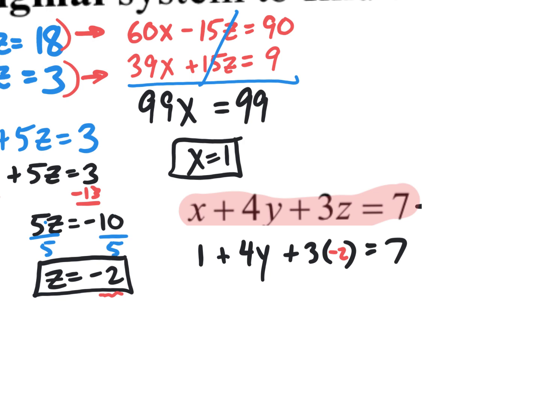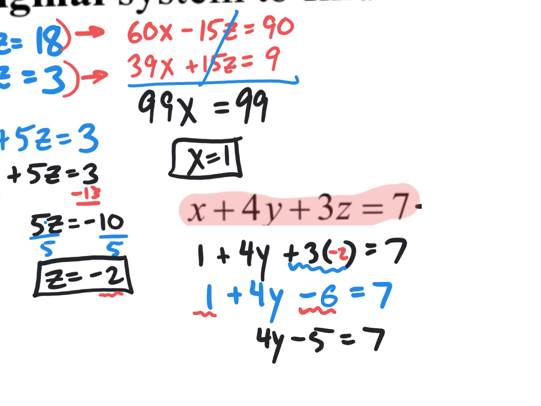So let's simplify this and solve it. We know that 3 times -2 is -6. Let's bring down the 4y that's right in front, and also the plus 1 out here in the front, equals 7. Let's continue to combine like terms. Let's combine the 1 with the -6. That'll give us a -5. So our new equation reads 4y minus 5 equals 7.